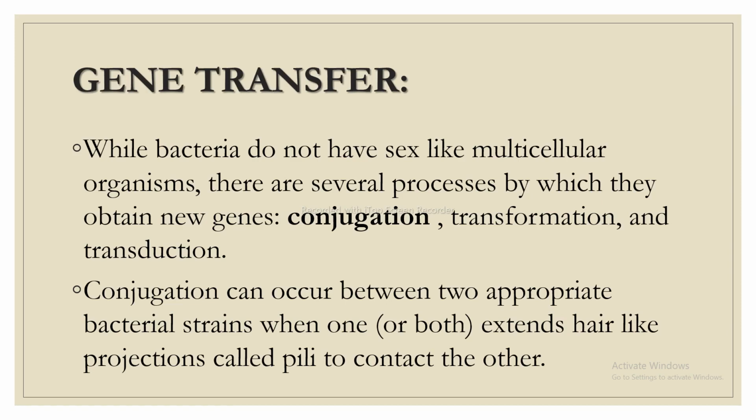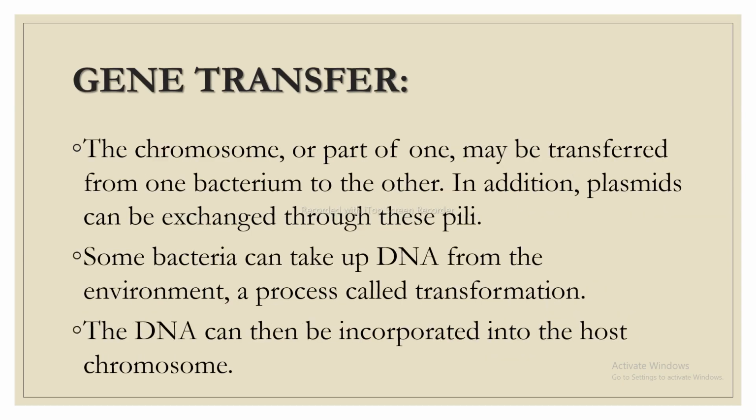While bacteria do not have sex like multicellular organisms, there are several processes by which they obtain new genes, which are conjugation, transformation, and transduction. Conjugation can occur between two appropriate bacterial strains when one or both extends hair-like projections called pili to contact each other. The chromosome or part of one may be transferred from one bacterium to the other. In addition, plasmids can be exchanged through these pili. Some bacteria can take up DNA from the environment, a process called transformation. The DNA can then be incorporated into the host chromosome.